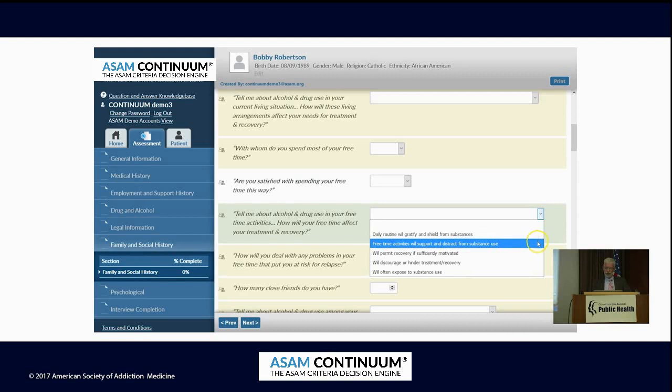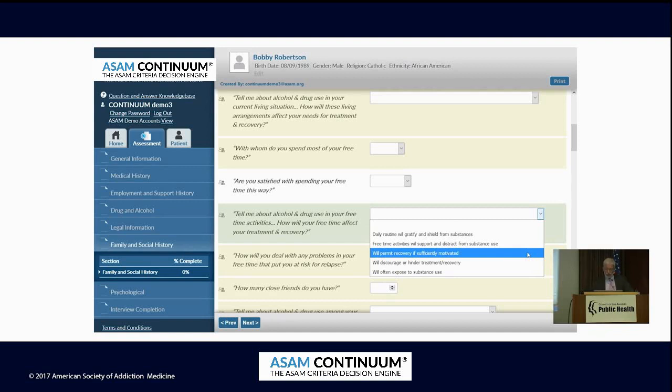Or will free time activities support and distract the patient from substance abuse? Maybe they're not that gratifying, but at least they're not going to expose the patient to substances. Or, no, they're not gratifying and they're not distracting, but at least they'll permit recovery. They're not going to sabotage the patient if the patient's sufficiently motivated, but then we have to look at the motivation questions. And the algorithm does that.